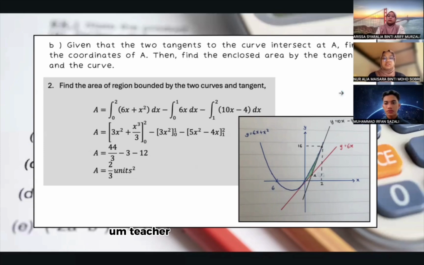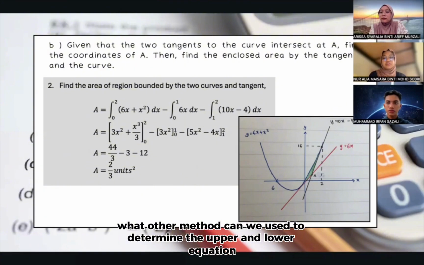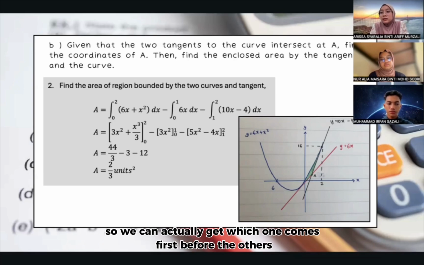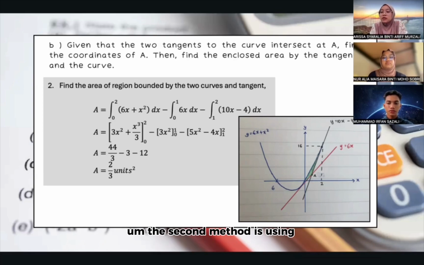Teacher, instead of using the graph method, what arithmetic can we use to determine the upper and lower equation? Okay, thank you for the question. If the equation given is hard, what we can do is find all the intersections for all the lines that are given. Because if we use the intersections, we can actually determine which one is at the top, which one is at the bottom, or which one is at the left or the right. So we can actually tell which one comes first before the others. The second method is using intersections.